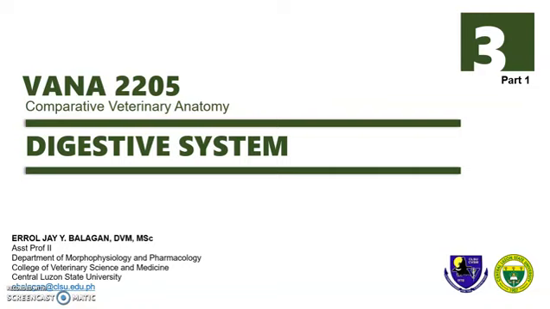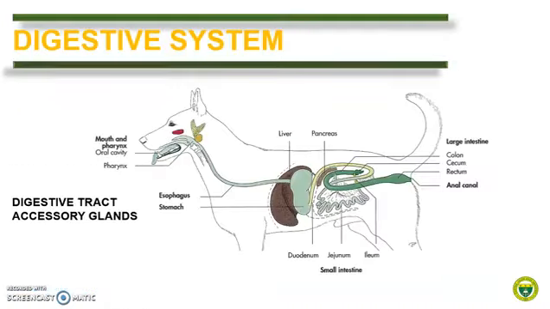This part of the lecture will discuss the comparative features of the digestive system. It is essential that you have a good background in gross veterinary anatomy to appreciate the structures to be discussed. This module is divided into 4 video lectures. In this part of the lecture, we will basically compare most of the structures of the oral cavity.